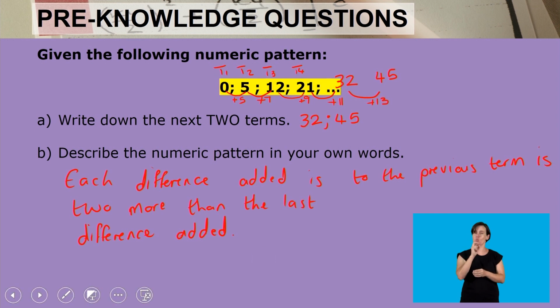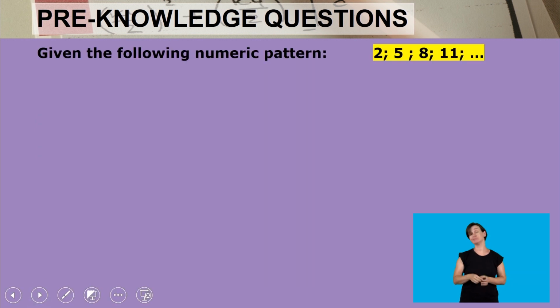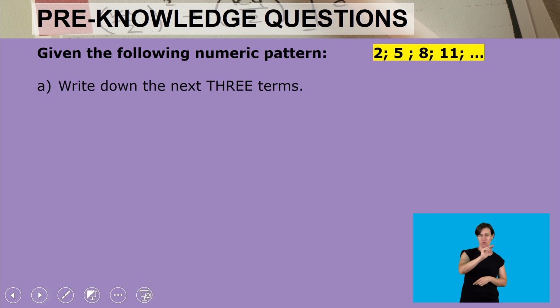Let's go over to the next question and see if we can answer that. Now we are given another numeric pattern, and that is 2, 5, 8, and 11. The first thing we need to do is write down the first 3 terms. For us to do that, we need to know what is happening with this pattern. From 2 to 5, we are adding 3. From 5 to 8, again, we are adding 3. From 8 to 11, again, we are adding 3.